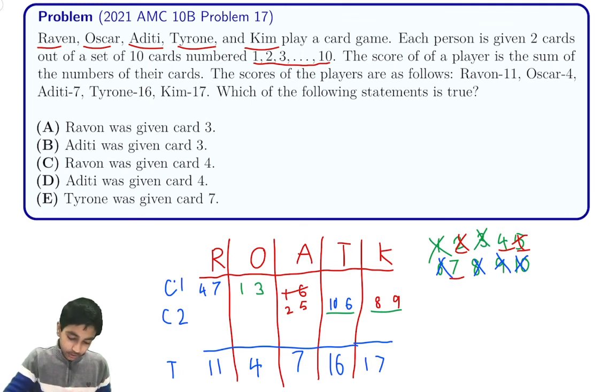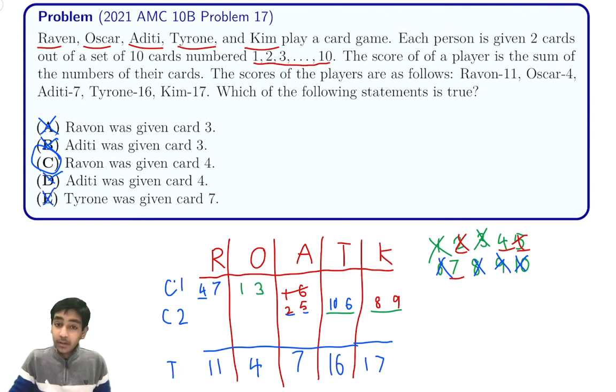Looking at the option choices, Raven was given card 3. No, because Raven was given 4 and 7. Aditi was given card 3. No. Raven was given card 4. Yes, because 4. Aditi was given card 4. No, 2 and 5. Tyrone was given card 7. No. So we see C is the answer.